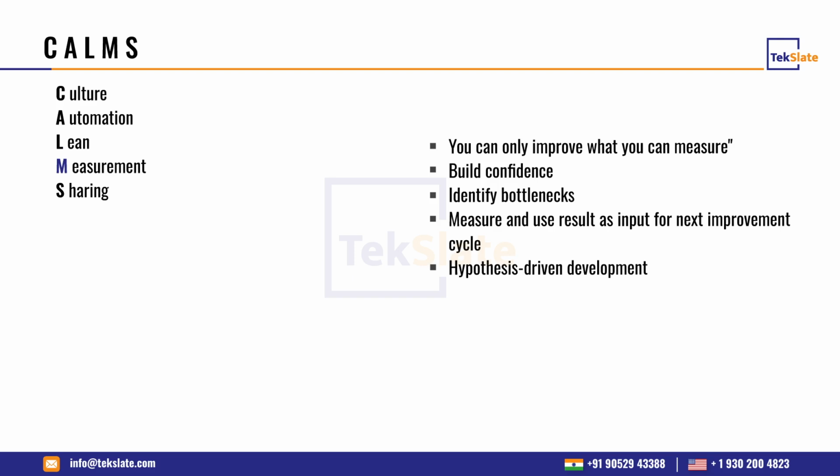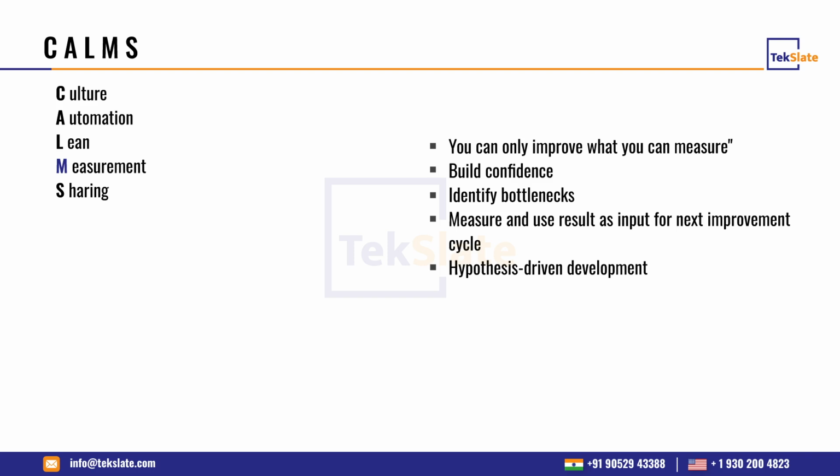The fourth one is again very important, called measurement. An automation is only as good as you can measure it. If you cannot measure it, you cannot say how good it is, right? So you can only improve what you can measure. Suppose, for example, with your automated tests, if you don't know how many tests are passing, you cannot tell how your pipelines are performing. So basically measurement builds confidence, it identifies the bottlenecks, and you use the result as input for the next improvement cycle. So we have seen that we have to do continuous improvement, and for that measurement is very important.